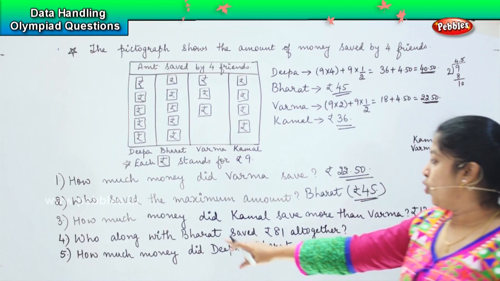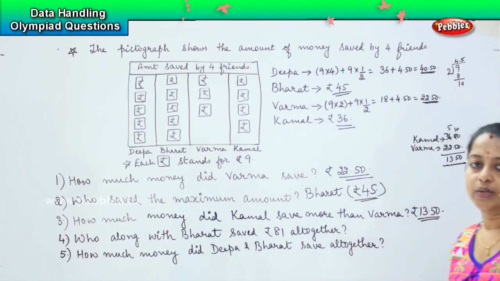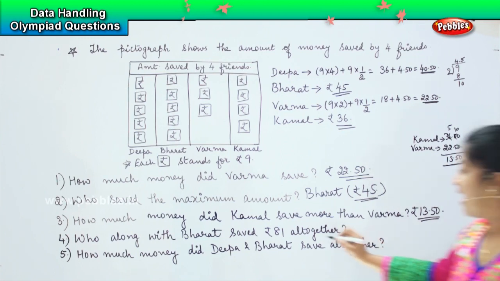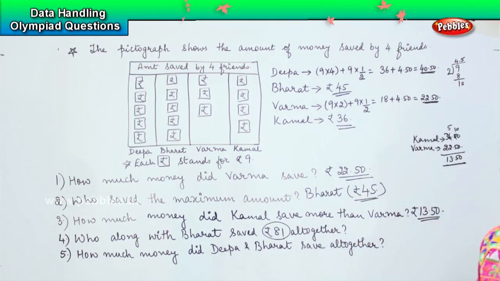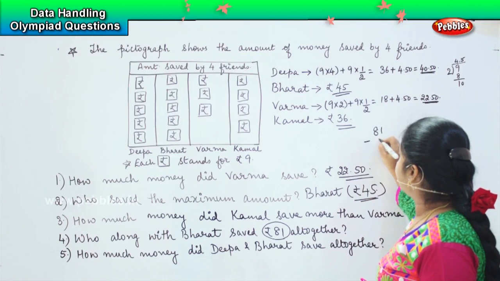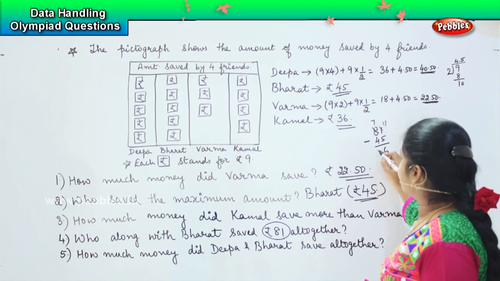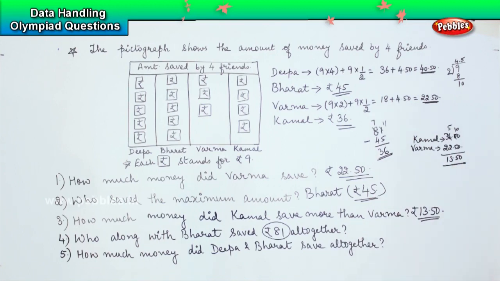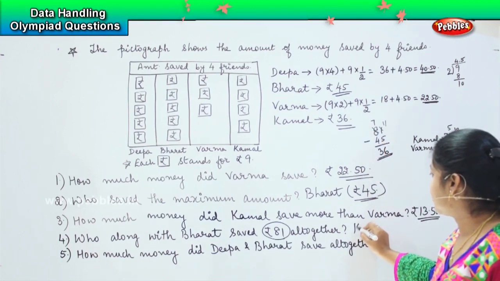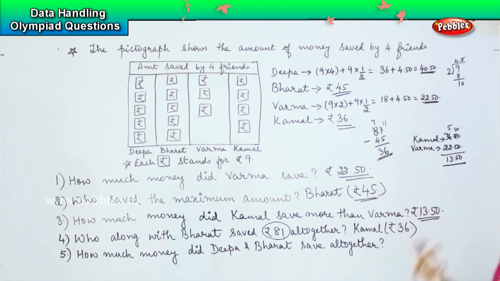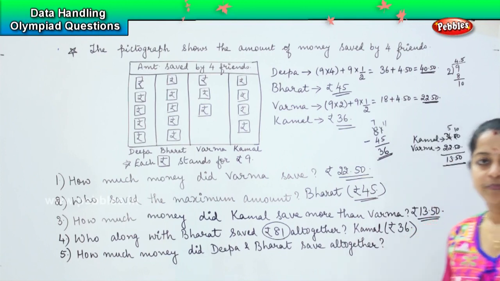Okay. Now, who along with Bharat saved 81 rupees altogether? So how much amount did Bharat have? Bharat is having 45 rupees, right? And we have to find the total of 81 rupees. So what is the option? 81 minus 45, and whatever is the difference amount, that person will be the answer here. So 81 minus 45. 11 minus 5, 6. 7 minus 4, 3. So who is having 36 rupees, children? Very good. It is Kamal. So the answer is Kamal, and he has 36 rupees. So if Kamal and Bharat together add their savings, it will pool to an amount of 81 rupees.